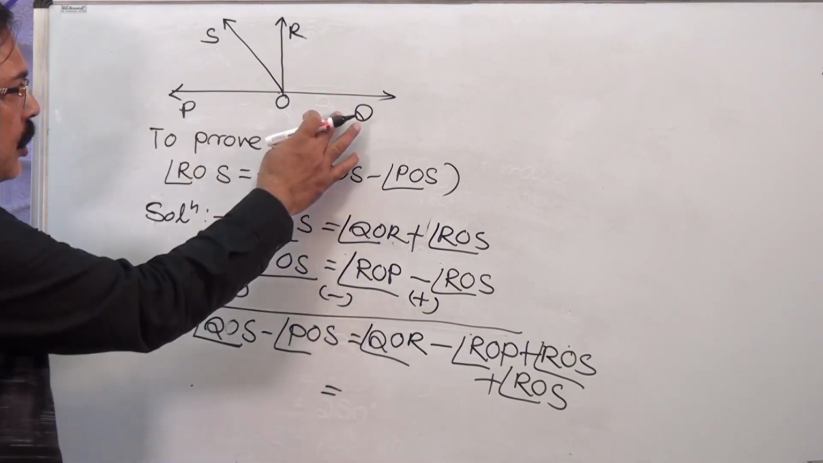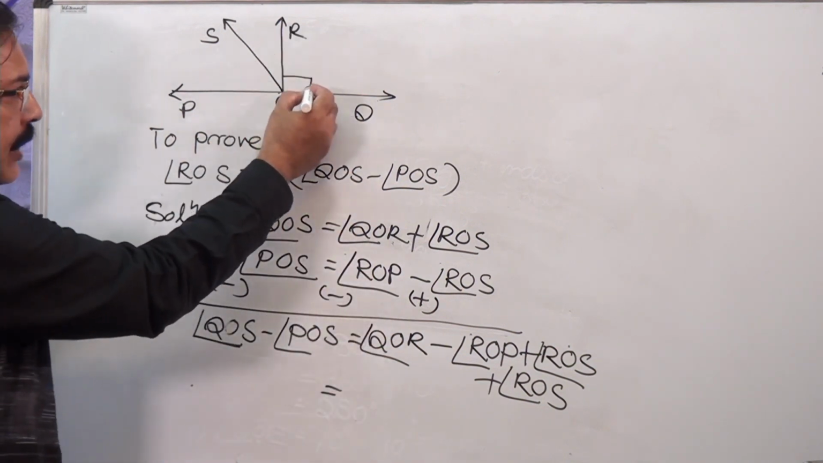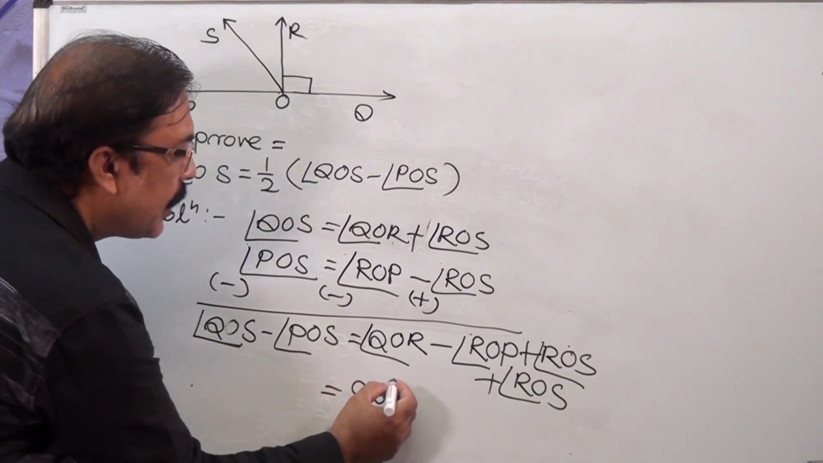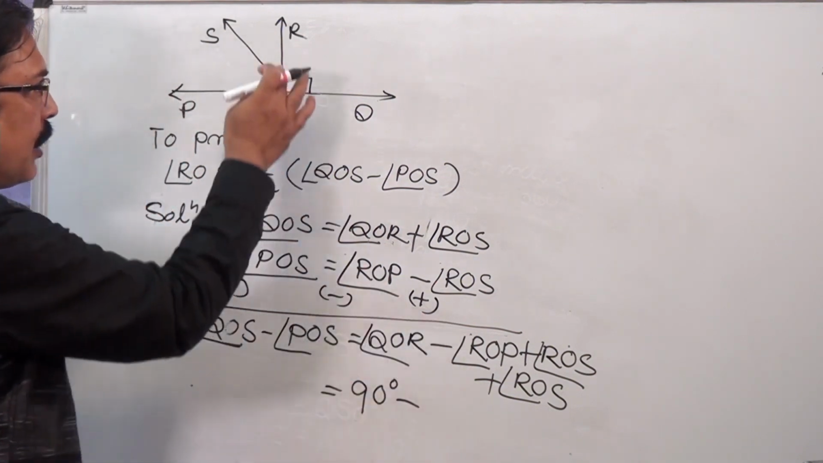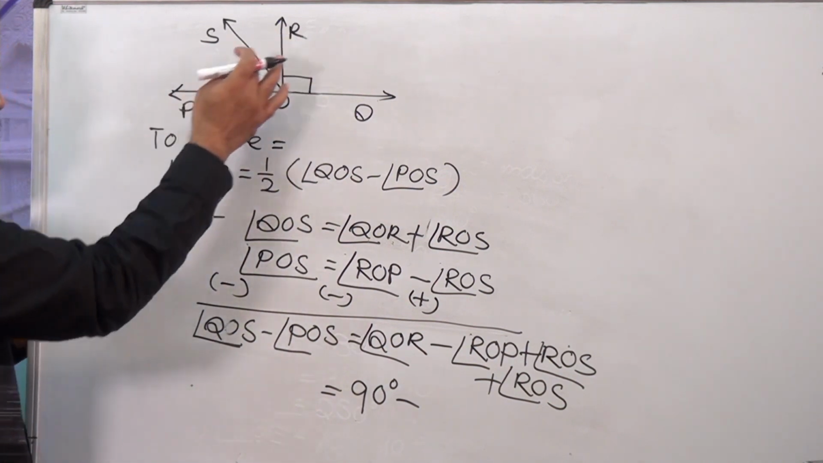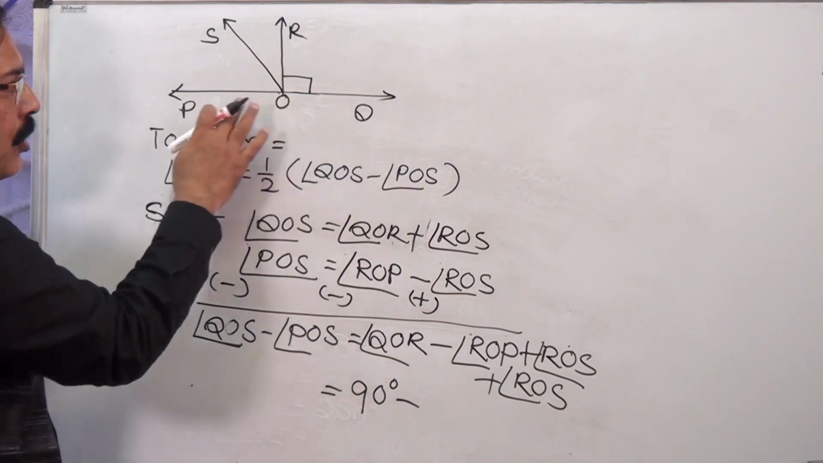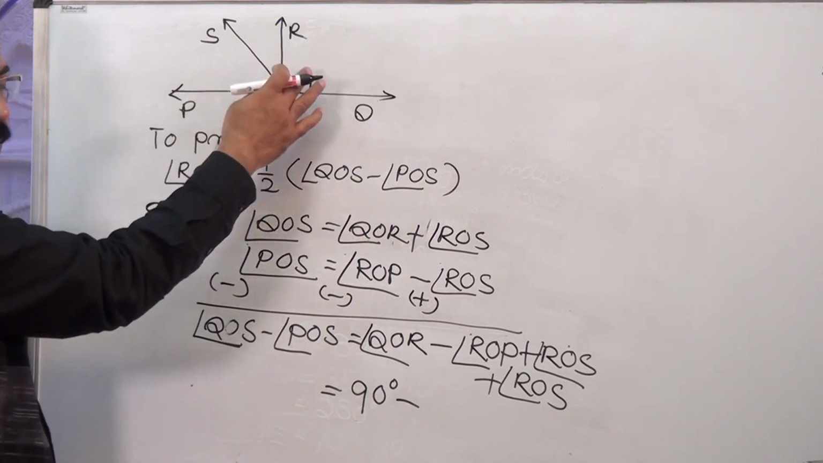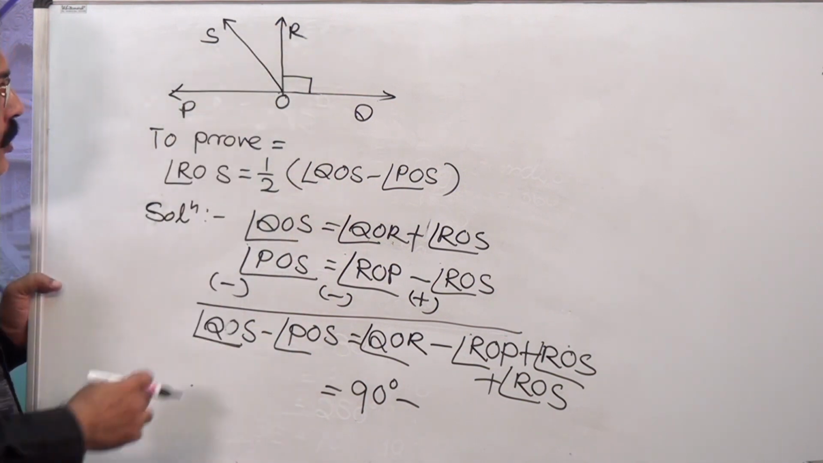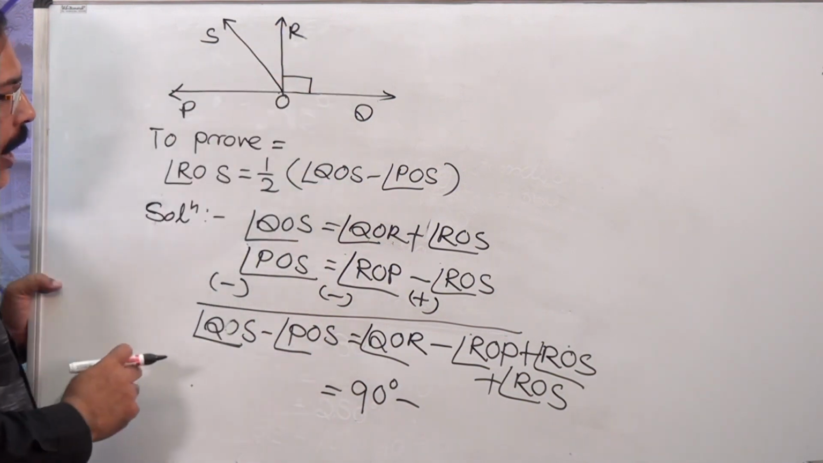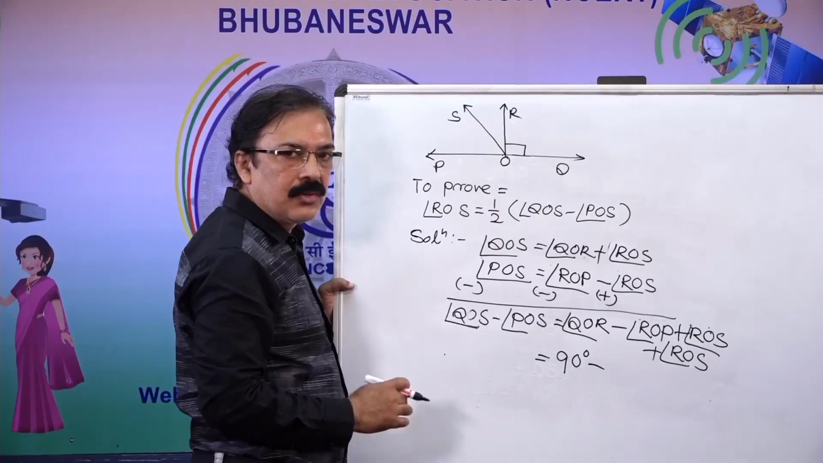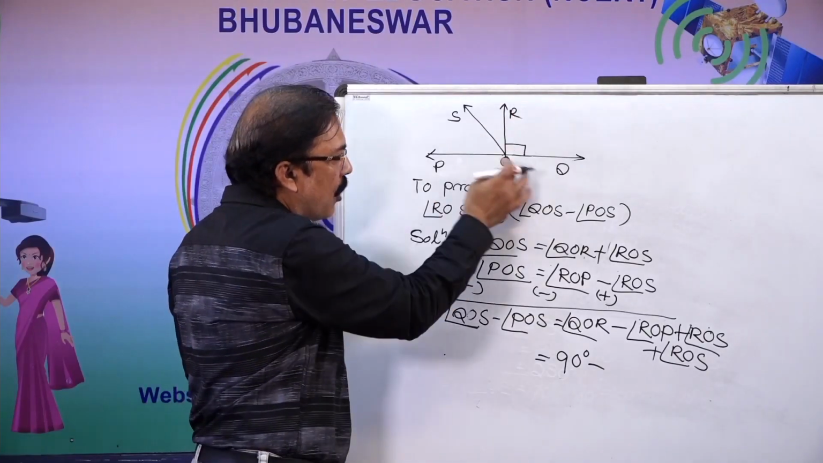QOR? QOR is 90 degrees. So 90 degrees minus what is ROP? ROP is also 90 degrees, as ROP and ROQ are a linear pair. PQ is the line, OR is the ray on it. So these two are a linear pair. One of the angles is 90 degrees, so the other angle is also 90 degrees.